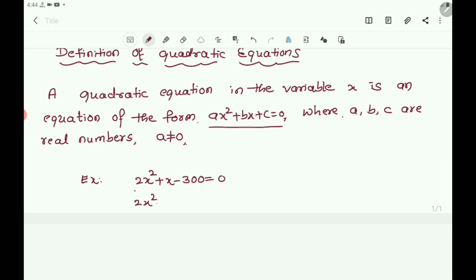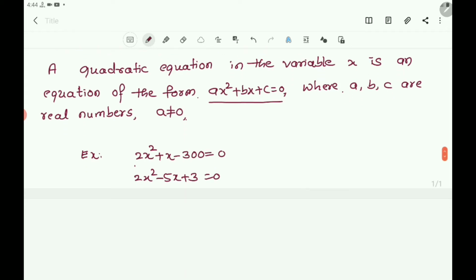Then take one more example: 2x square minus 5x plus 3 equals 0. In this example, what is the value of a? Value of a is 2. What is the value of b? Value of b is -5 and the value of c is 3.